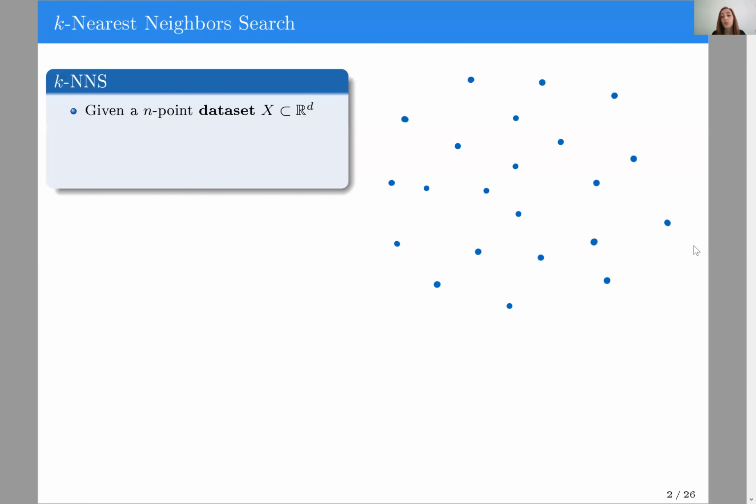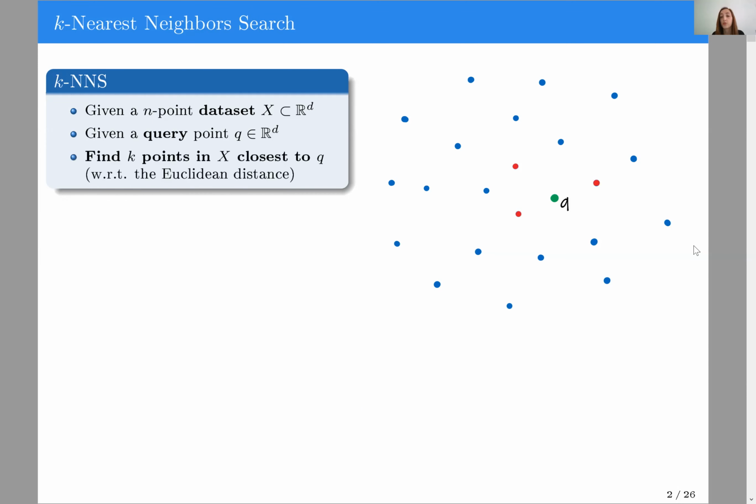So first of all, what is the nearest neighbors search problem? The idea is that we have a data set containing n points, and those points are real points of dimension d. And we also have a query, which is a point in the same space. The goal of the k-nearest neighbor search is to find the k points in data set X which are the closest to the query Q. And closeness is measured with Euclidean distance.